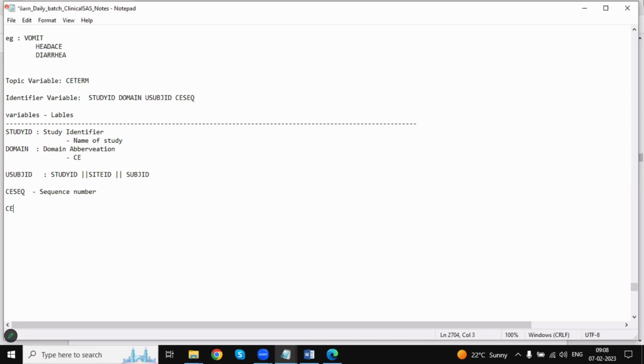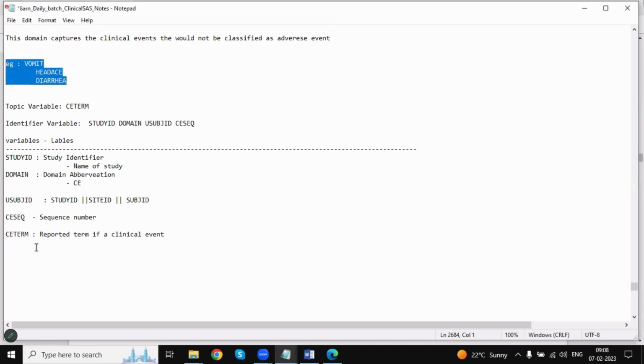Okay. CE term: the reported term of a clinical event. It is a clinical event, and the term we have to capture. What is that exact side effect name? We'll capture it: vomiting or headache or diarrhea, whatever. The side effect name will come in the term variable because it's the topic variable.